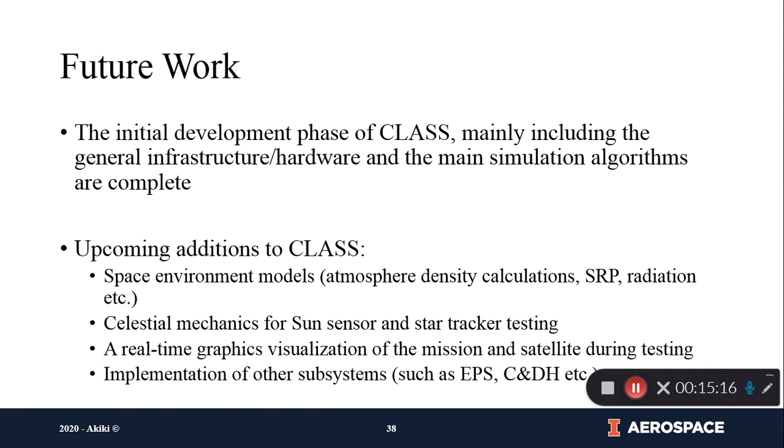And the current work that is going on in class is that we are looking to add more space environment models, such as more accurate atmospheric density calculations, solar radiation pressure, etc. We want to also add celestial mechanics to be able to test sun sensors and star trackers. And we want to also add the real-time graphics visualization of the mission and the satellite during orbit, and be able to test other subsystems other than the attitude determination and control systems, such as electrical power system and CDH.